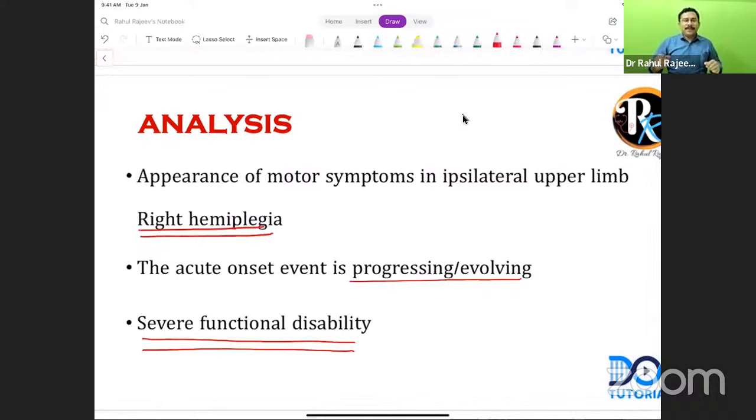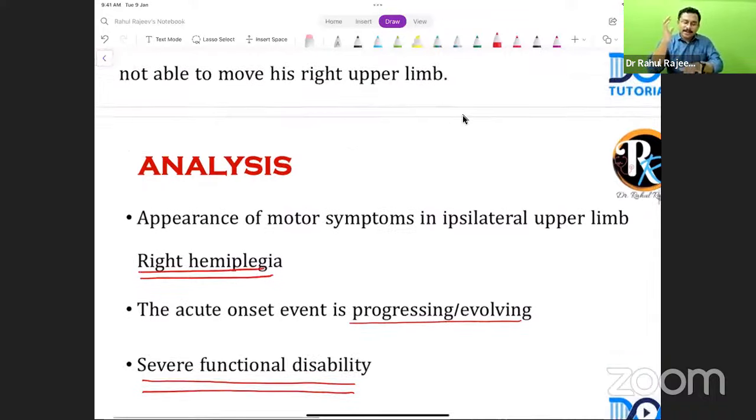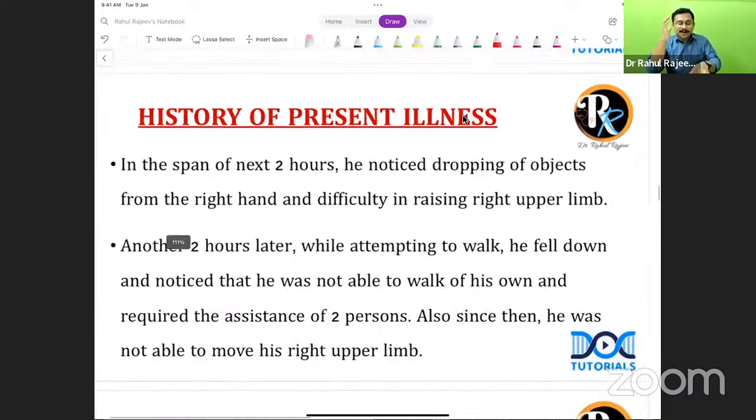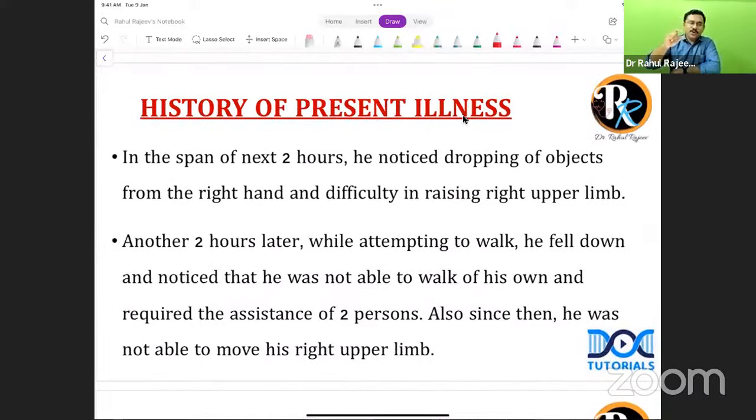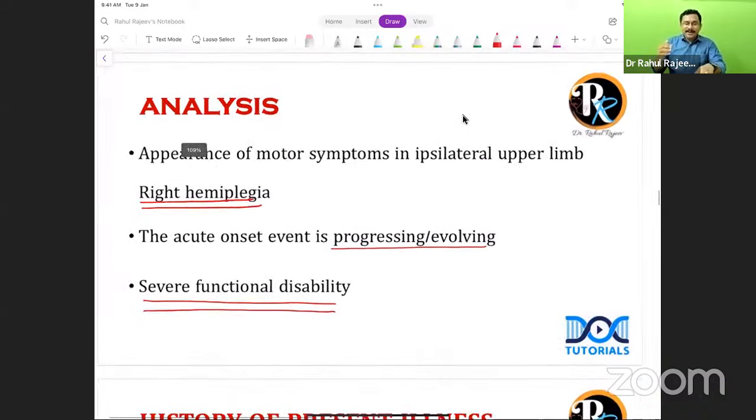Now, what does that mean? Severe functional disability. You remember in the first part of the history of present illness, I told you that at that time the patient was having a milder weakness of the lower limb. But now you are having a progressive weakness. Severe disability is there.